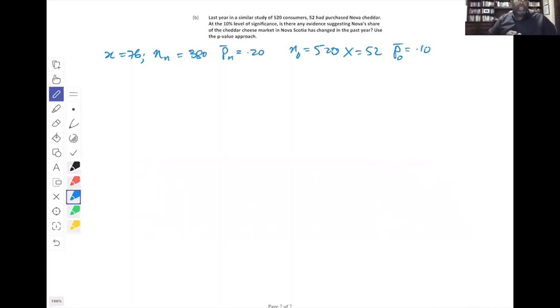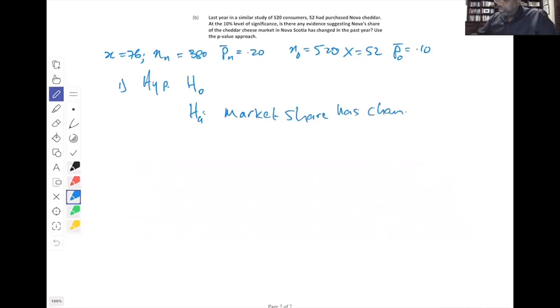So we want a hypothesis test, whether or not it has actually changed. So let's set it up. Step one, hypotheses. Either there has been a change in the market share or there has not been a change in the market share. So what we want to prove is market share has changed, versus market share has not changed.